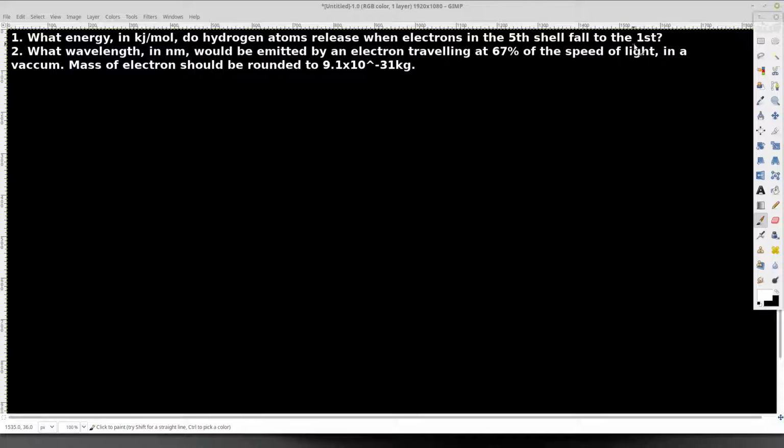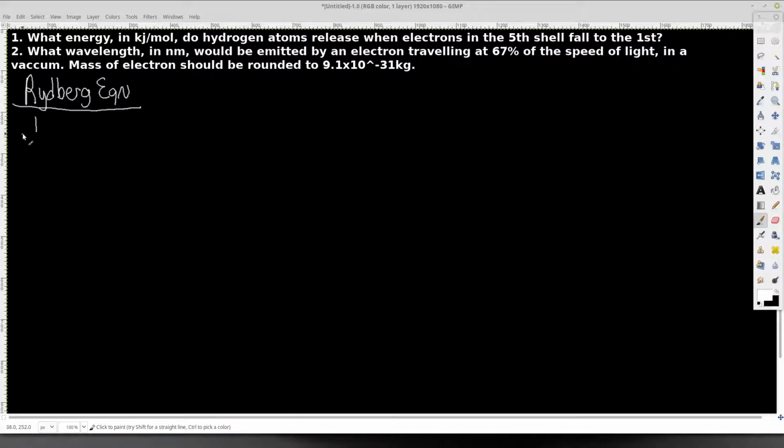Now the formula, or equation, that we're going to be using is the Rydberg Equation. So let me go ahead and write that down, because you're going to need that, okay? Let me write his name down. This is the Rydberg Equation. Alright, the Rydberg Equation is the following.